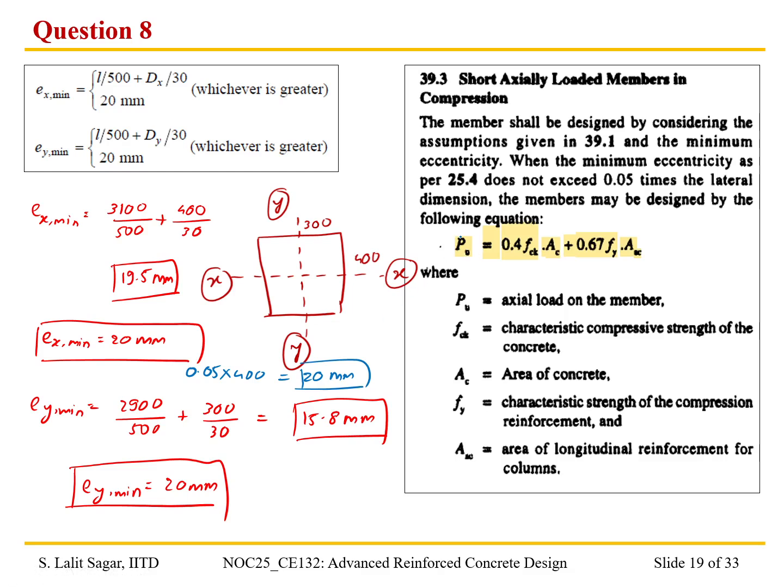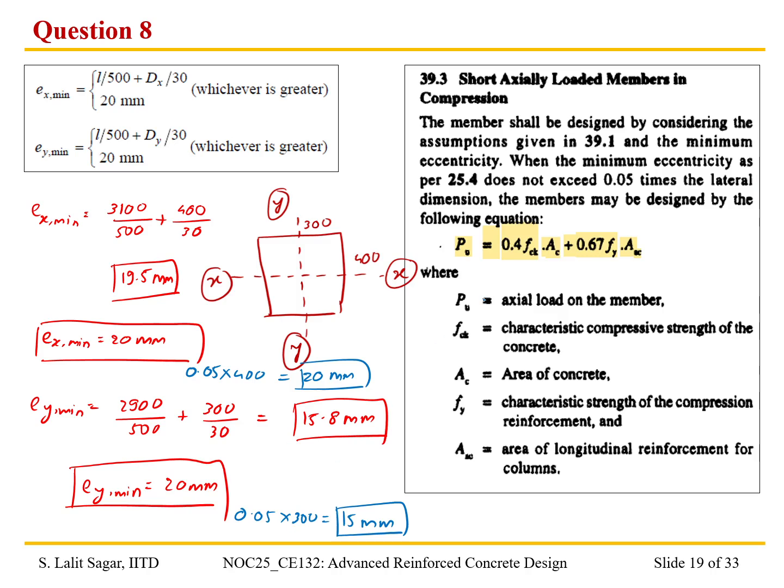So it is not exceeding, right? Ex min and 0.05D are both the same. Now let us find out for the Ey. Ey is the eccentricity about the y-axis, that is this dimension, 300 millimeter. 0.05 times 300 gives us a value of 15 millimeter. So here Ey min is exceeding the value of 0.05 times the lateral dimension, or 0.05b.